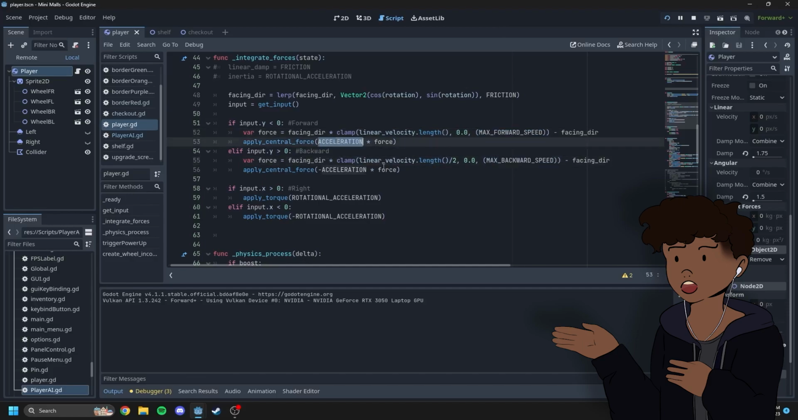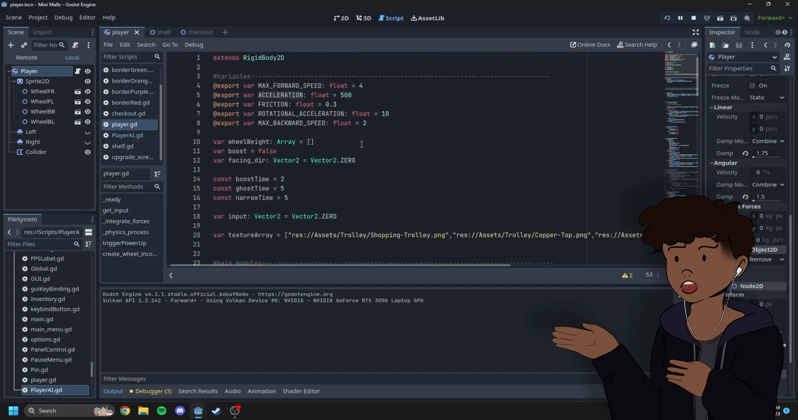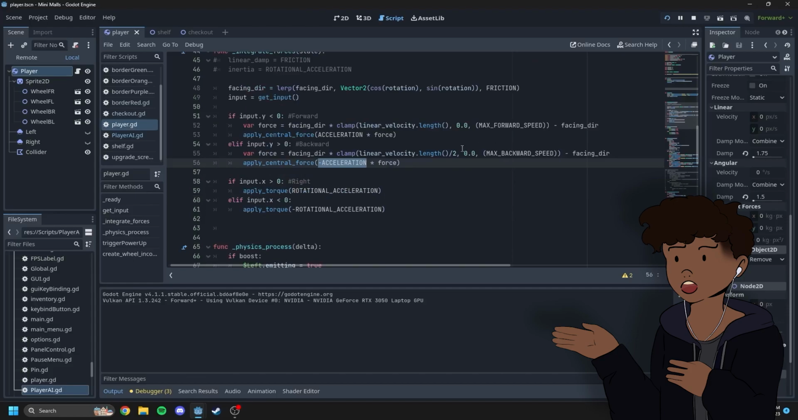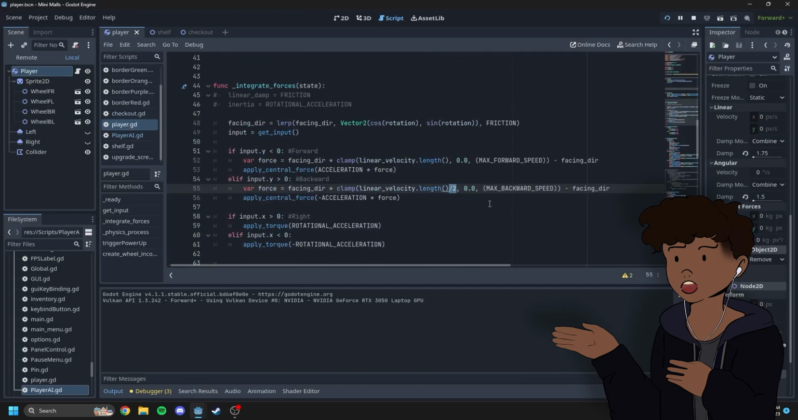However, acceleration I don't have an upgrade for yet, so acceleration is just a constant 500 that I've set it to. Obviously, if we're traveling backwards, we're going to have to times it by -1 just so we move backwards. And also you'll notice that I've divided it by 2 because I want the backwards speed to be quite a lot less than the forward speed.